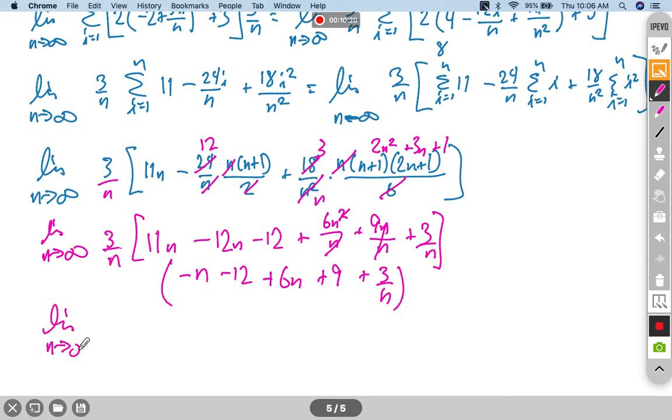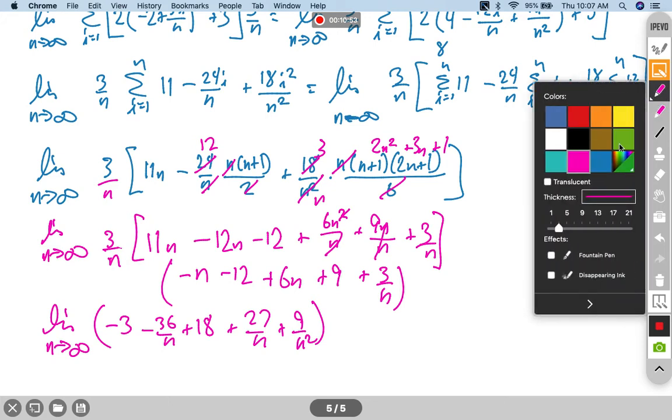Oh, where are we at now here? Now we'll take it times the 3 over n. So we get 3 over n times a negative n is going to be a negative 3. This is going to be minus 36 over n. This is going to be plus 18. That's going to be plus 27 over n. And that's plus 9 over n squared.